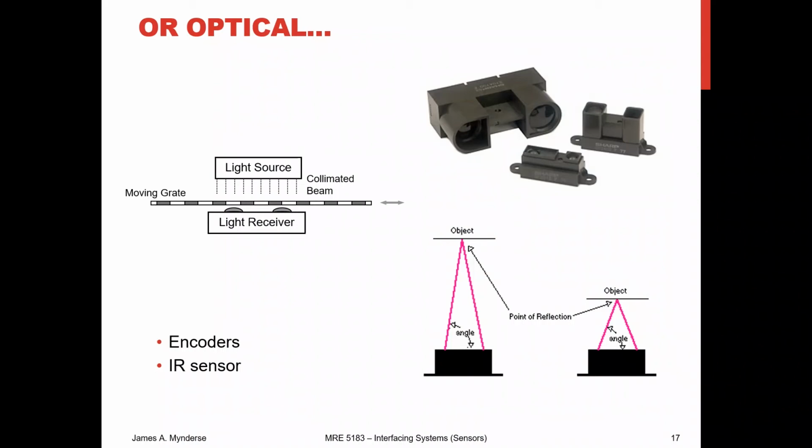So in this case, we are bouncing a light off of an object and measuring the angle that it comes back, and that tells us how far away the object is. Alternatively, you can use a light source passing through a grating, and you can see that there's clear part of the grating and not clear part of the grating. So this light is coming fully through onto the receiver, but this light is only coming half through onto the receiver. And so we can look at that as an encoder that tells us where the grating is as it moves back and forth. And we use that for rotation measurements a lot, optical encoders.